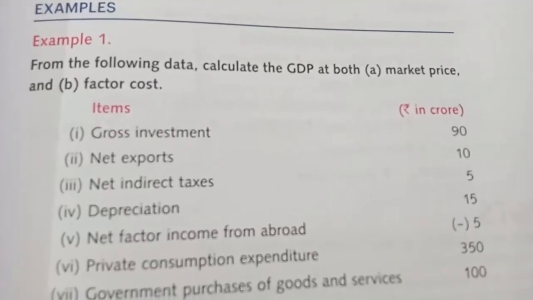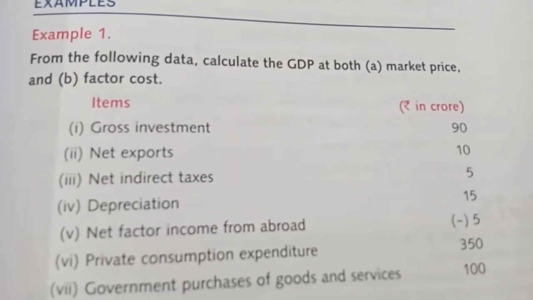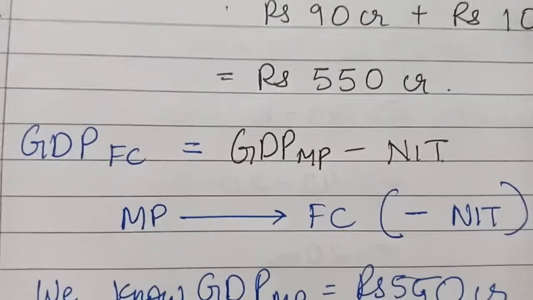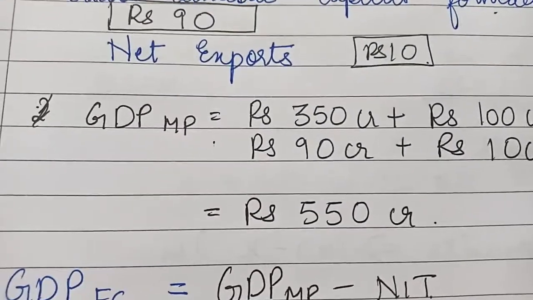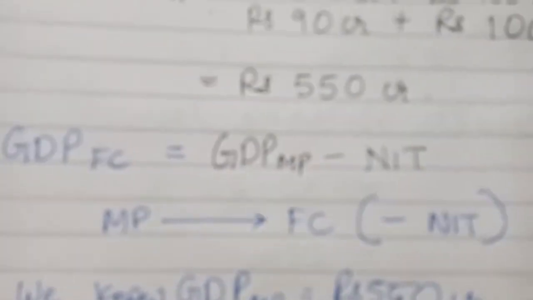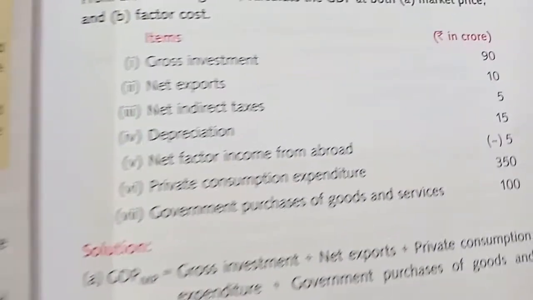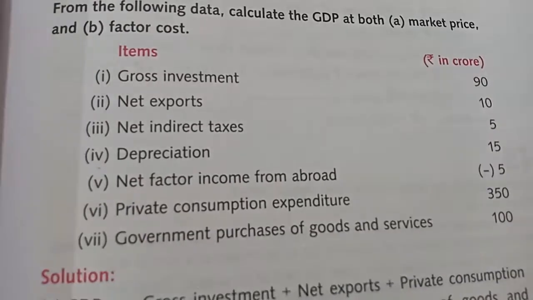Now next we have to calculate the GDP at factor cost. So the formula for GDP at factor cost is GDP-MP minus NIT. GDP at market price we have found out. NIT is what? Net indirect taxes. So over here the net indirect taxes will be mentioned. See the third point, children. Net indirect taxes is rupees 5 crore. So you have to subtract from it.